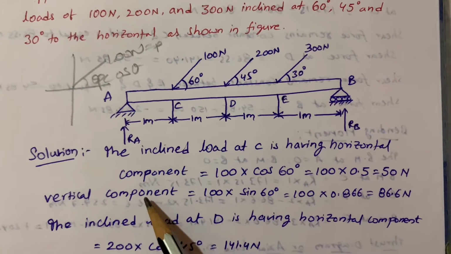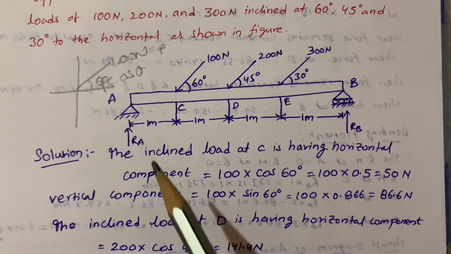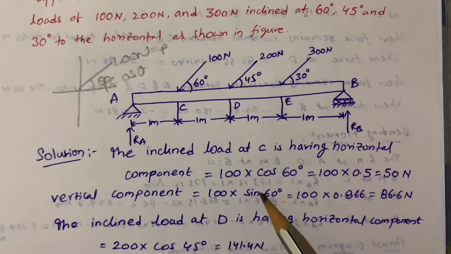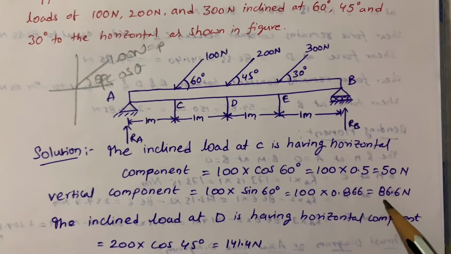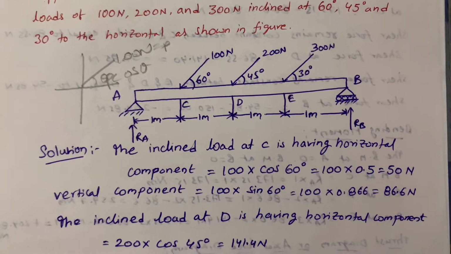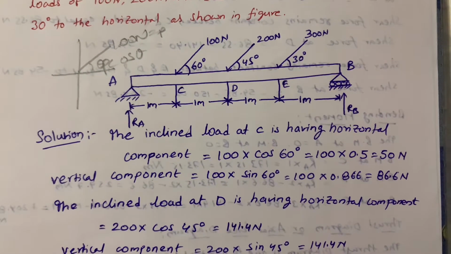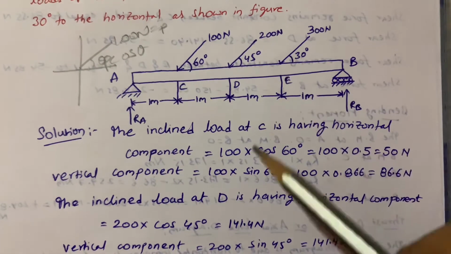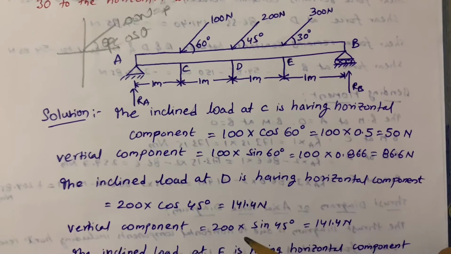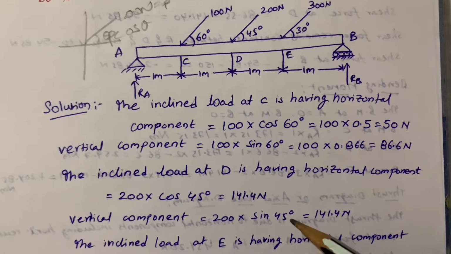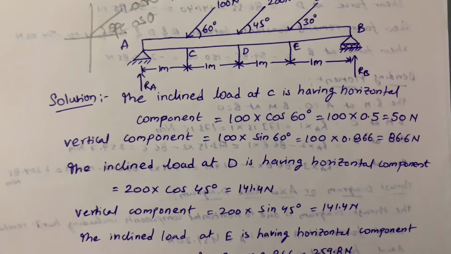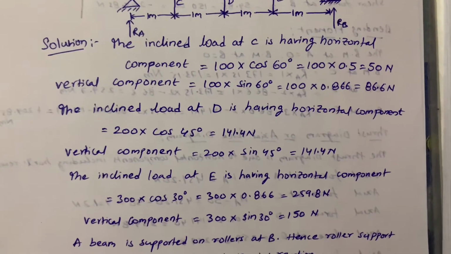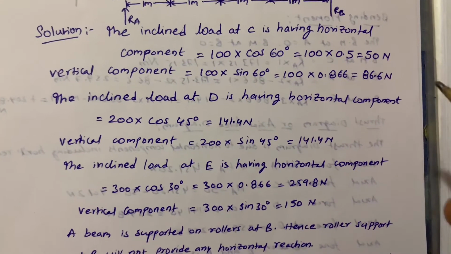And next, when it comes to the vertical component, we took it as sin theta. So 100 sin 60. I got 86.6 newtons. Like that I solved at inclined D also. Inclined load at D, 200 cos 45, I got this value, and vertical component 200 sin 45, I got this value. Like that at point E also I resolved all the inclined forces.